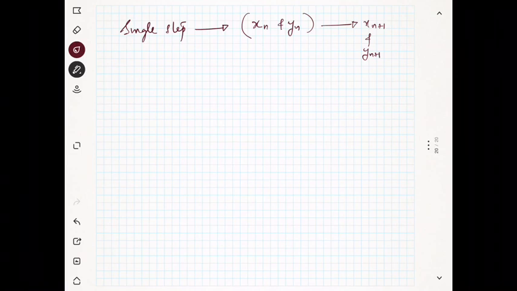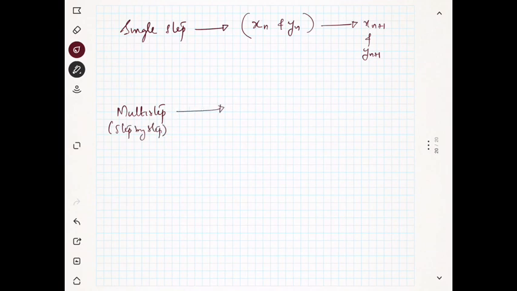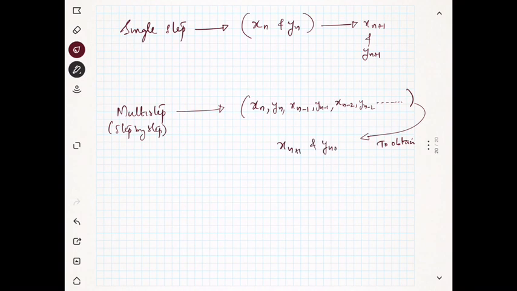Now you know what we mean by the multi-step or step by step methods. We will use not only xn, yn, but similarly xn minus 1, yn minus 1, and sometimes xn minus 2, yn minus 2, etc. The previous values are used to obtain xn plus 1 and yn plus 1.